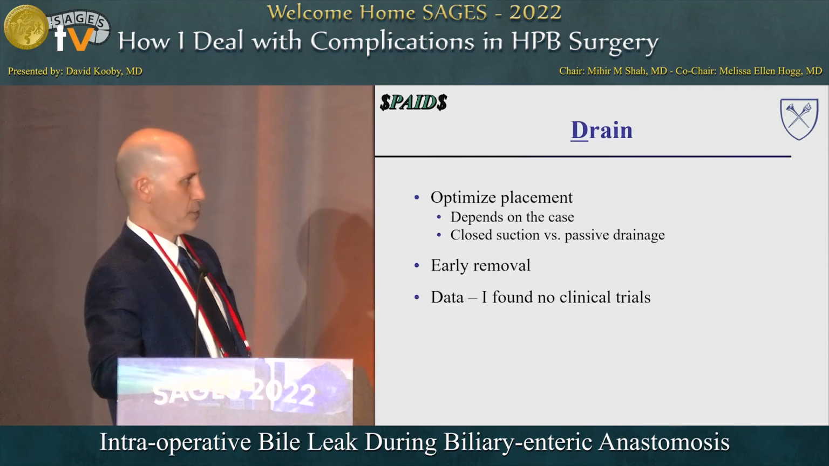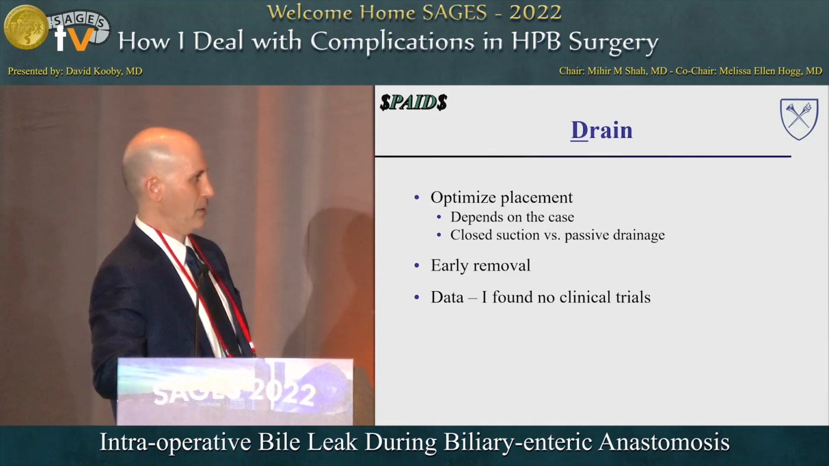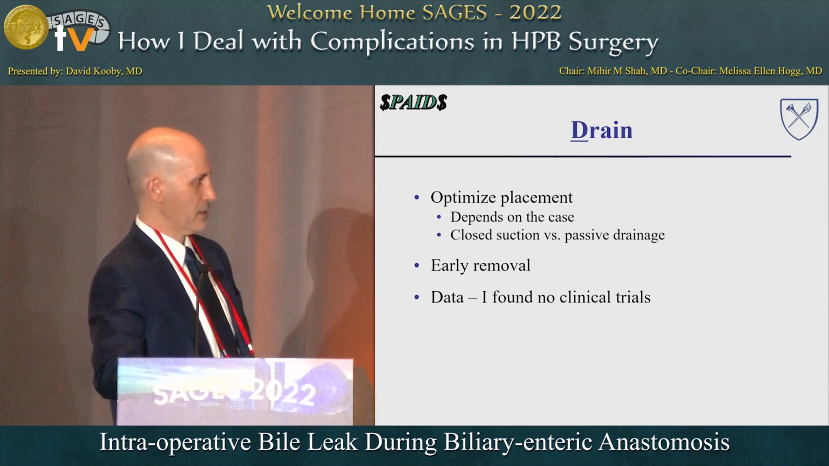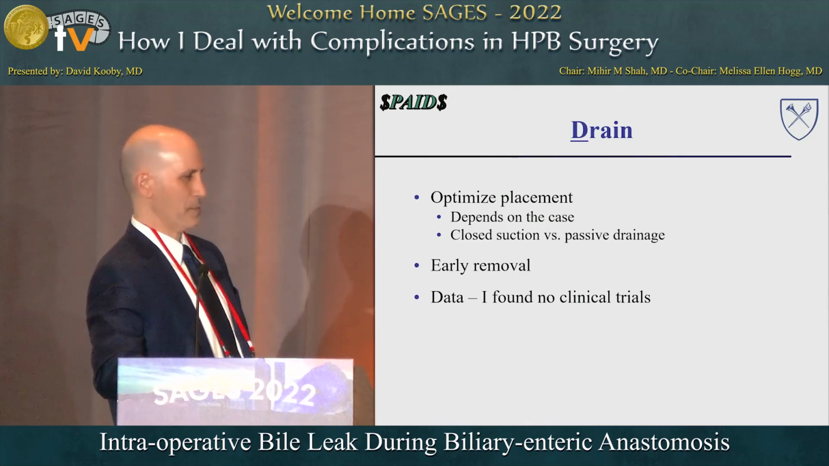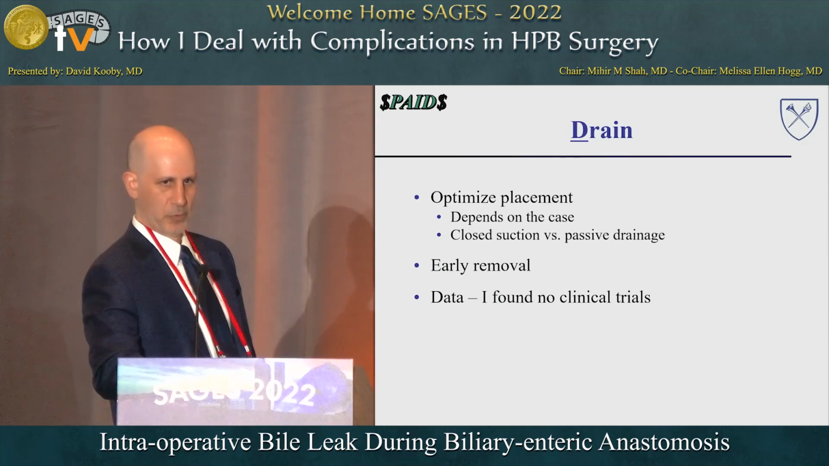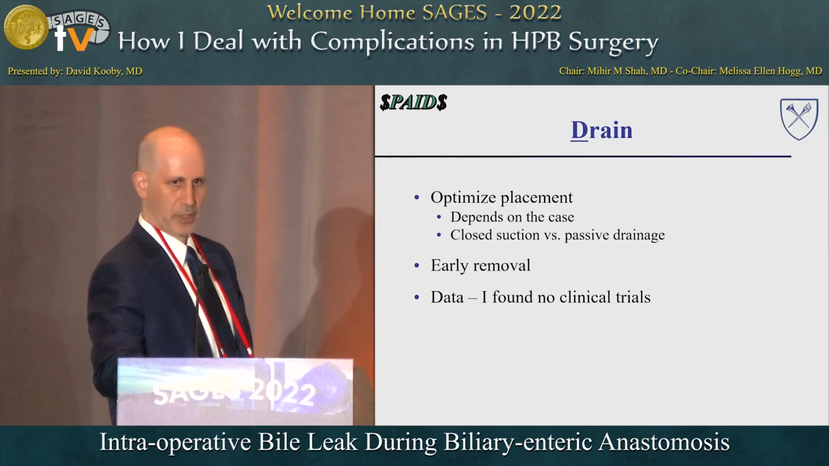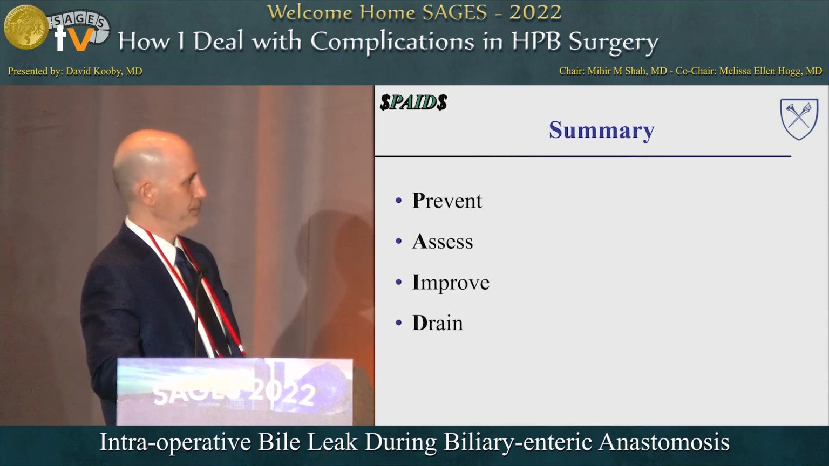One slide on drains. There's really no data on the question of drain when you identify an intra-operative leak at the biliary-enteric anastomosis, but certainly if you have concern at the end of the case, absolutely leave a drain. There's no good randomized data on this. The question is, again, Dr. Ferroni mentioned the question of whether you do a passive drain or a suction drain. Sometimes we split the difference and leave it on suction overnight and move it to a passive drain the next day. I'm in favor of early removal, post-op day 1. If you see no bile in the drain, take the drain out. And again, I found no clinical trials on this issue.